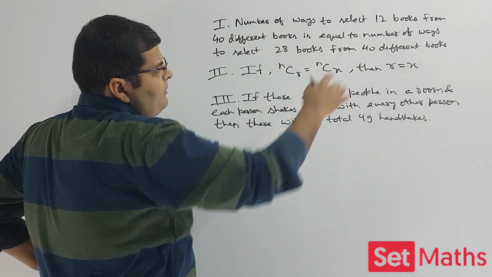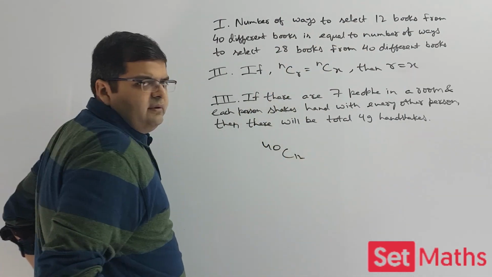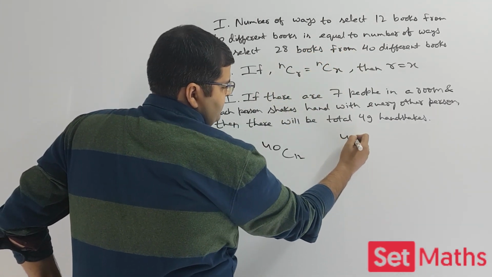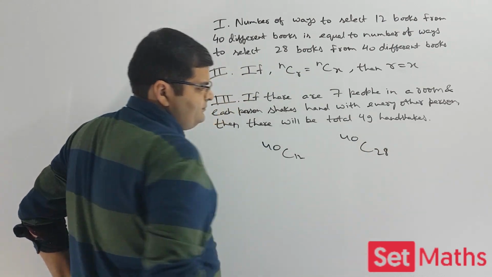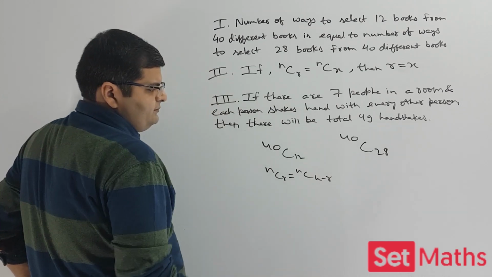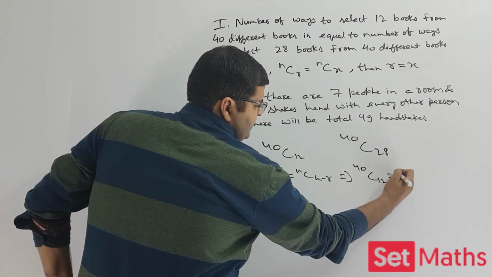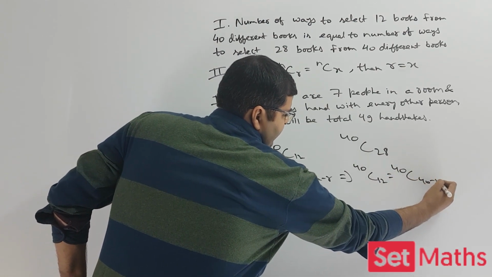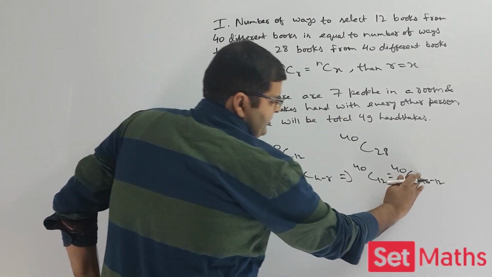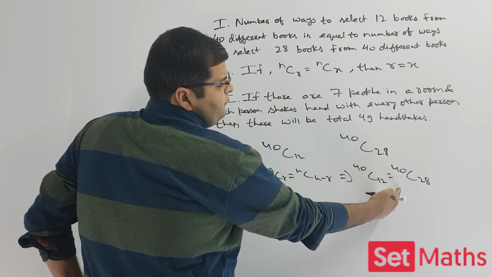Okay, so first we'll find the number of ways to select 12 books from 40 different books. That will be 40C12. And the number of ways to select 28 books from 40 different books is 40C28. Now, we know that nCr is equal to nC(n minus r). So we can say 40C12 is equal to 40C(40 minus 12). And 40 minus 12 is 28. So we see that 40C12 equals 40C28.